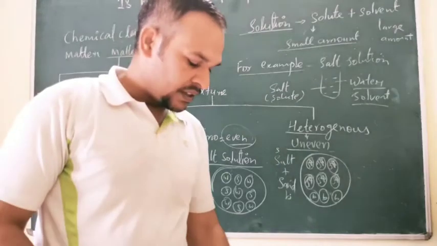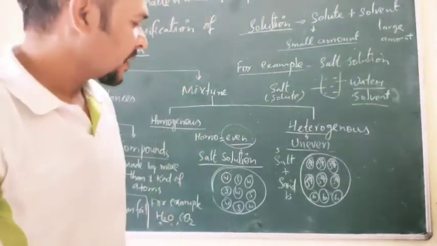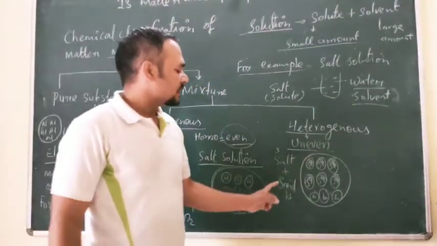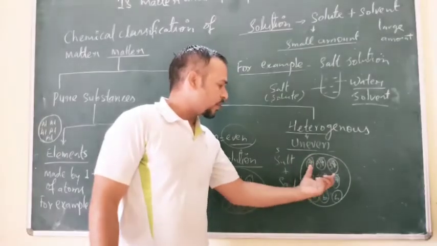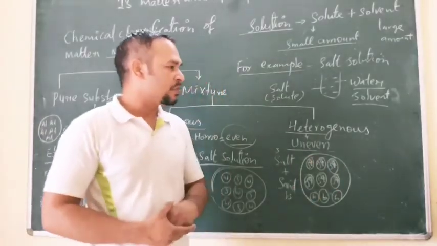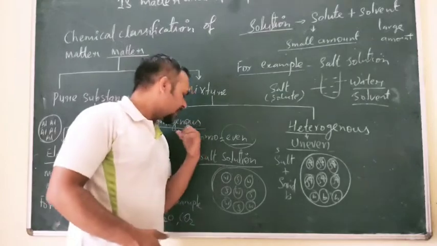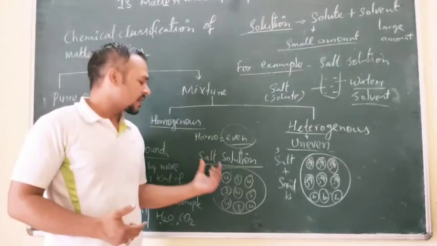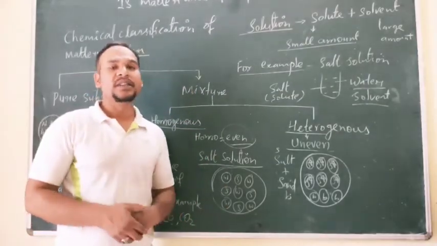So in this way you can say in a heterogeneous mixture the components of the mixture are not evenly distributed, but in a homogeneous mixture the components of the mixture are evenly distributed.